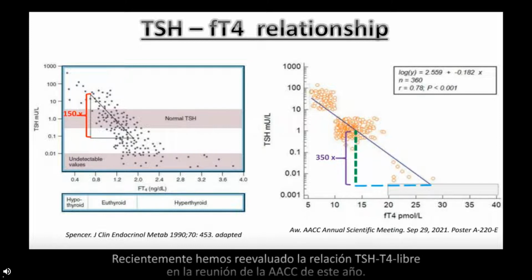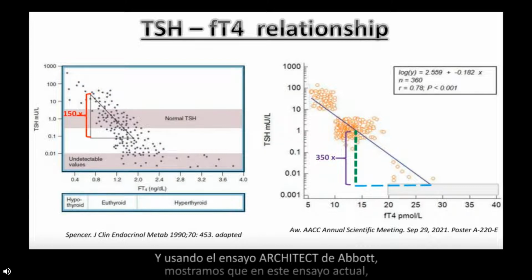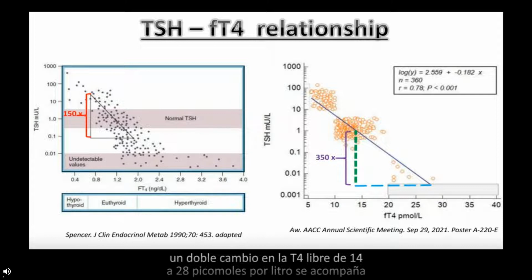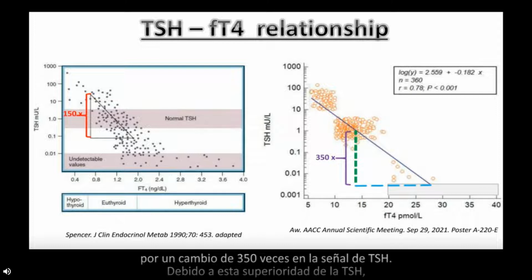We have recently re-evaluated the TSH-free T4 relationship at this year's AACC meeting, using the Abbott Architect assay, right? We show that in this assay today, a twofold change in free T4 from 14 to 28 picomoles per liter is accompanied by a 350-fold change in the TSH signal.